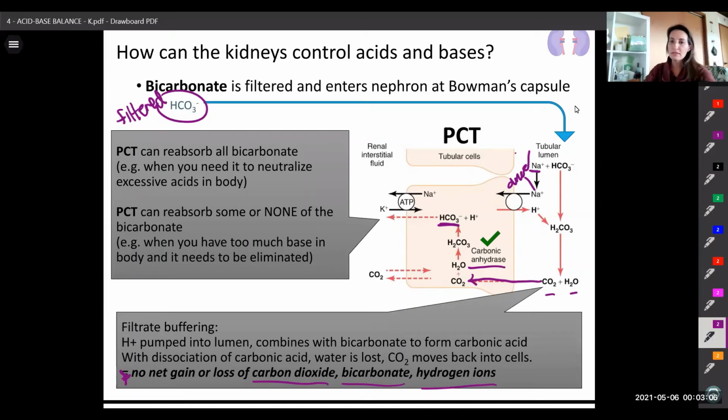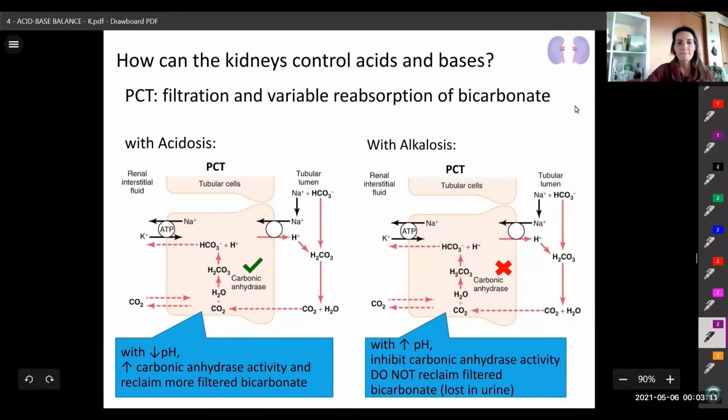Now let's talk about the activity of this carbonic anhydrase. Now it turns out that no matter where we are in the body, carbonic anhydrase is most active at low pHs. Right? Lower the pH, the more active the carbonic anhydrase enzyme. Right? The higher the pH, that's going to inhibit the activity of carbonic anhydrase. We'll have less carbonic anhydrase activity.